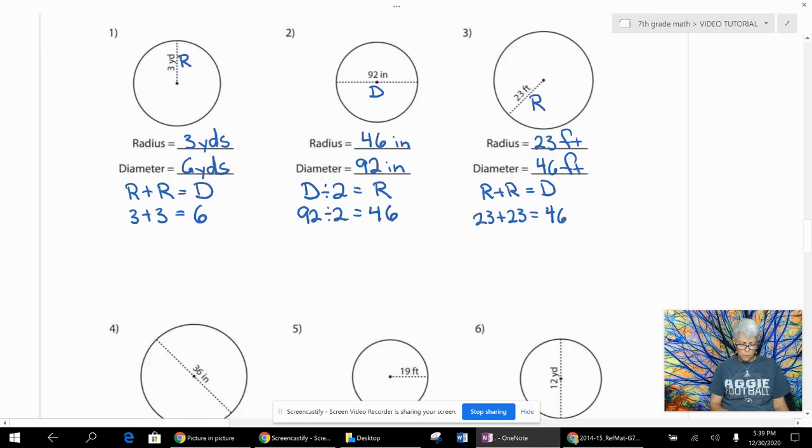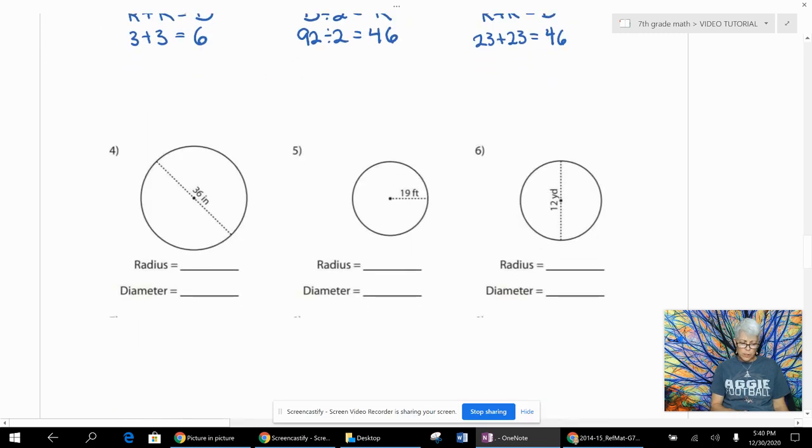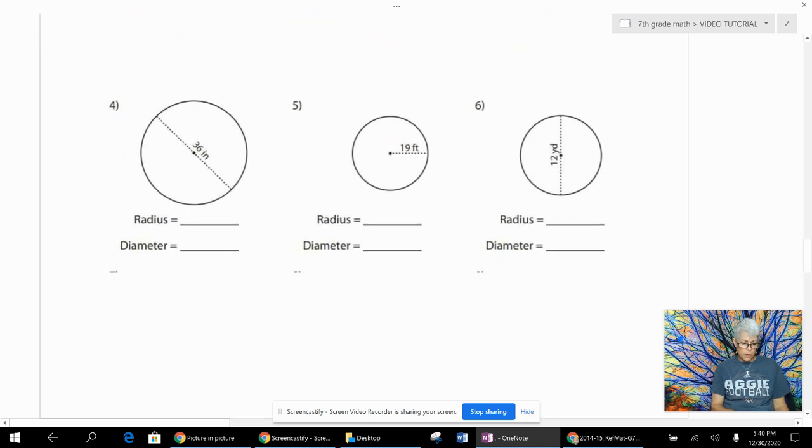Okay, now there's 3 more of these. And here's what I want you to do. I want you to pause the video, and I want you to go ahead and fill in whether it's a radius or the diameter, and then put the number in the correct place. So you have 3 of these 6 blanks filled in. Get ready, get set, pause.